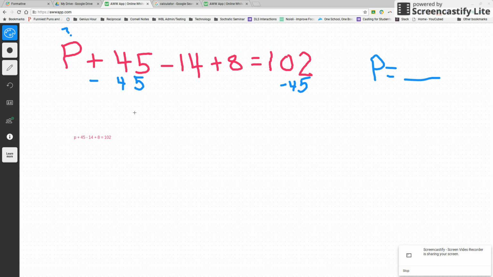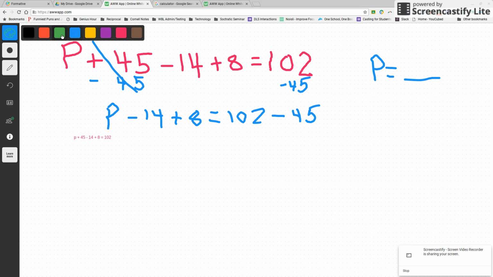Now with the proof, we rewrite our equation. So if I got rid of this, I still have the P. I still have minus 14. I still have plus 8. But now on the other side of the equation, I have 102 minus 45. Now we're going to try not to do any of our combining till the end, just so that we don't lose track of our steps. I'm going to switch colors. Now we do our next step. Well, I'm just going to go right down the line.